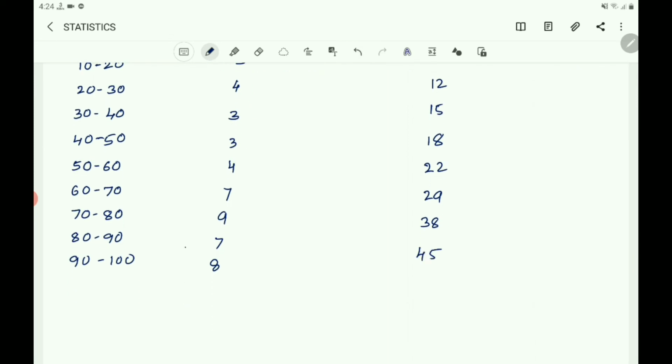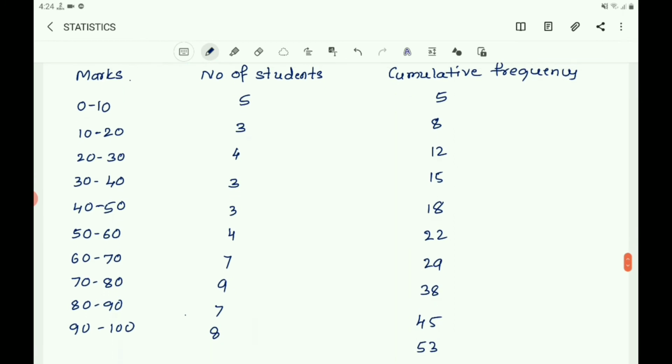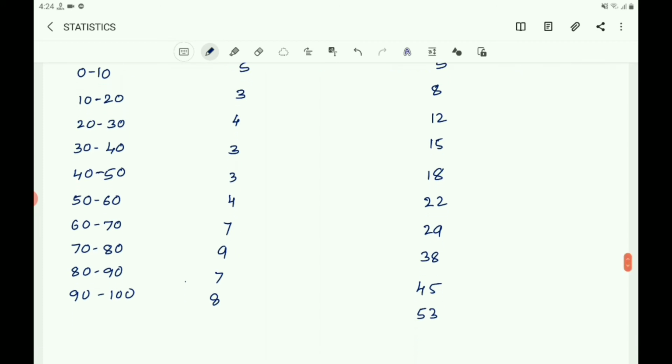45 plus 8 is 53, as there are 53 students. Next, we have to find the median class. Median class means the middlemost. So we have to find the cumulative frequency of all the classes and n by 2. Now we locate the class whose cumulative frequency is greater than or nearest to n by 2.